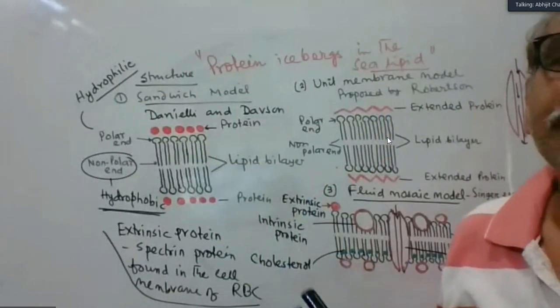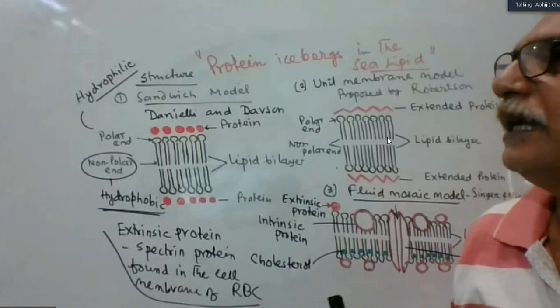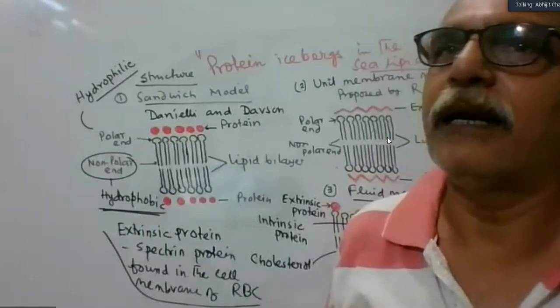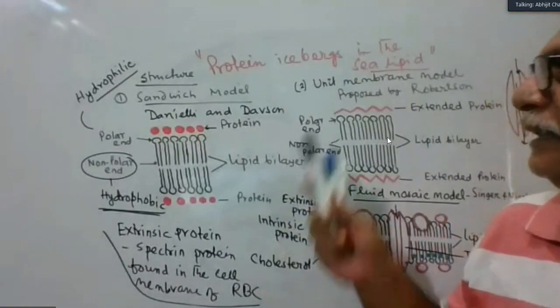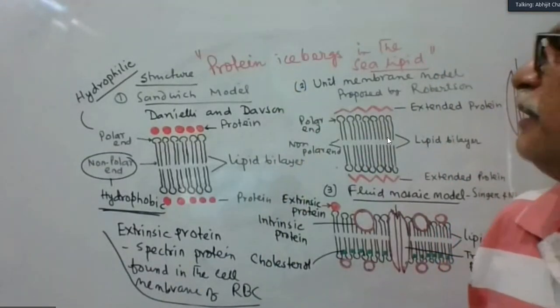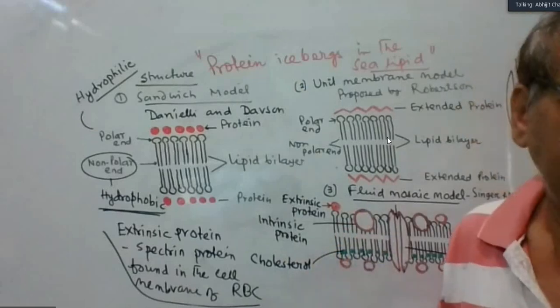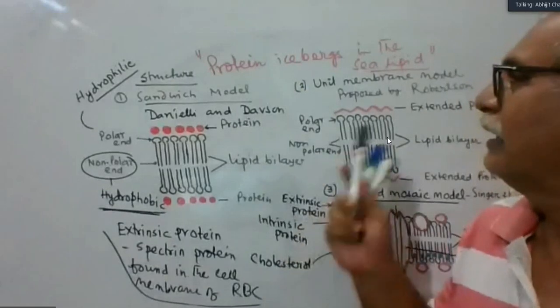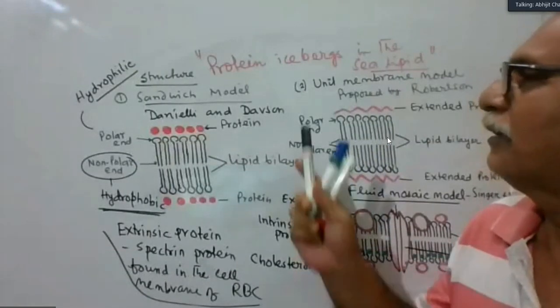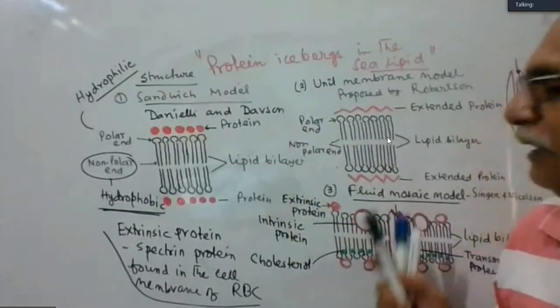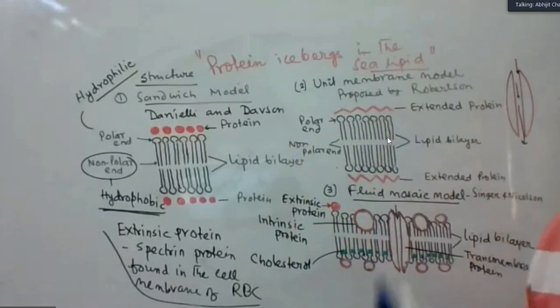The icebergs are found floating in the sea, where some part is embedded under the sea and some parts are exposed. That's why it is compared with the protein iceberg in the sea of lipid. Here the sea water is compared with the lipid, and the icebergs are compared with the proteins. So it means lipid is a quasi-fluid layer.